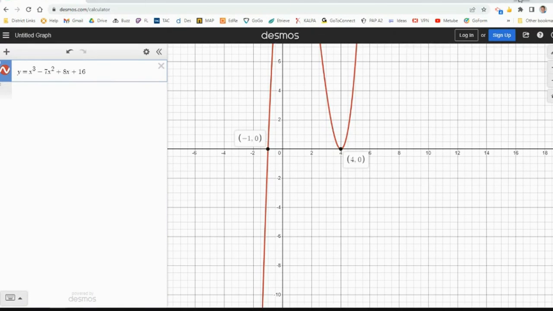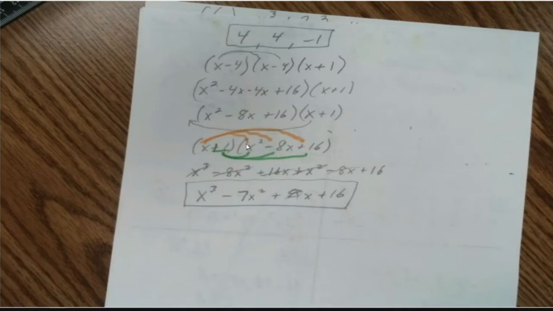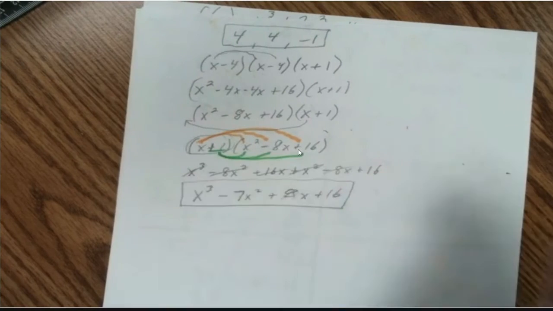All right, got to be careful. See, even the teacher makes mistakes. Don't change the equation when you move it. I changed it and made a mistake right there.